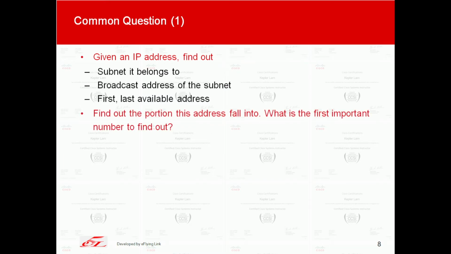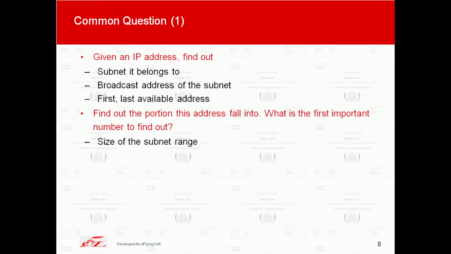That is, you need to figure out which portions this IP address belongs to. Now let me ask a question. What will be the first information you want to find out for the calculation? Some of you may already be aware that that is the size of the subnets for a particular prefix length. Because once you find out the size, as I mentioned before, then the subnet number will always be the multiple of the size.